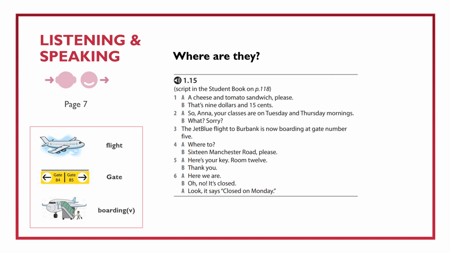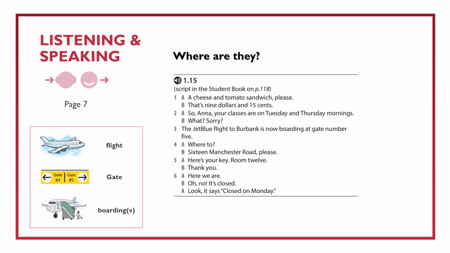Page 7, section 5, listening and speaking. Where are they? Please start with part A. Please listen to track 1.15 and write 1 to 6 in the boxes. You have to figure out where the people are. Are they at the airport, the sandwich shop, the hotel? Where? After you're done, please listen again and write a number or a day in each blank. Please pause this video and do it.